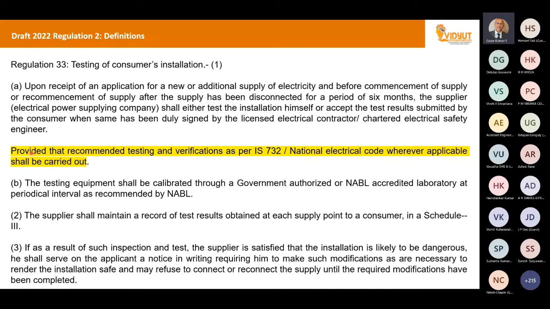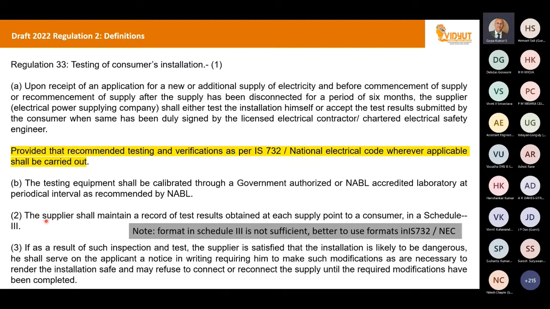Here in the para 2, provided that recommended testing and verification as per IS 732, National Electrical Code, wherever applicable, shall be carried out. Please make a note of this. This is an important change. So this means that for all the safety audits carried out in industries or the initial verification, you are supposed to follow the recommendations as per the National Electrical Code or the IS 732. In NEC, the upcoming NEC, LV as well as high voltage testings are going to come up.